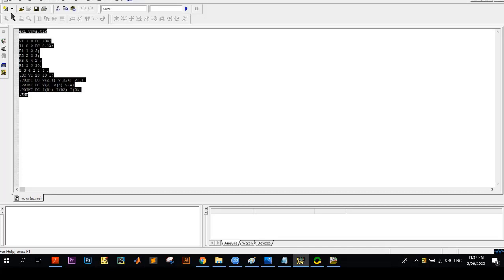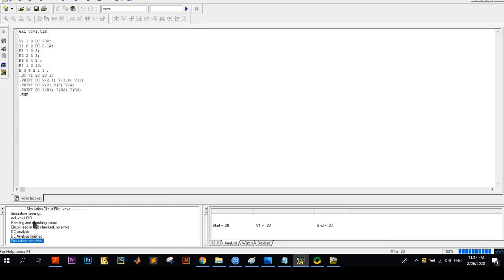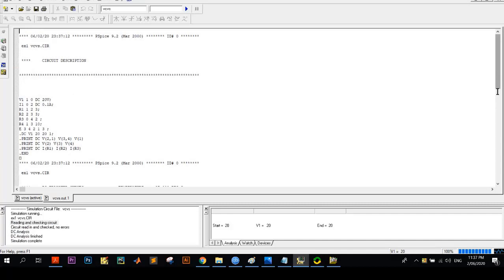So here is our file, right? This is what we wrote in our text file. So let me run this. Okay, the analysis is complete. You can see from there no errors. So let us go to the view simulation output file.